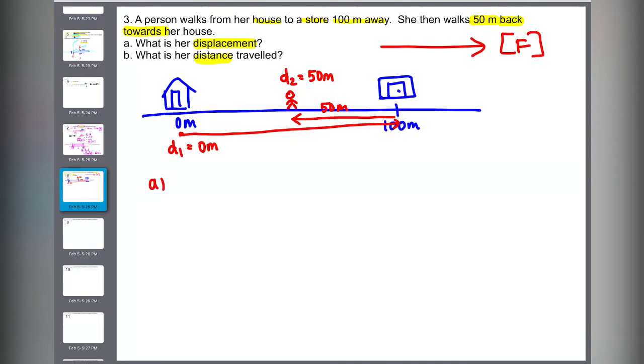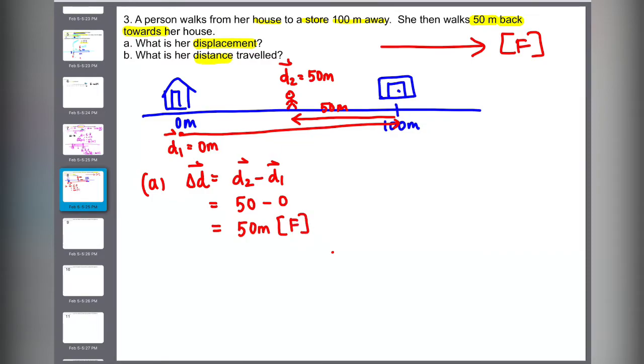Okay, so part A asks you for what is the displacement. Displacement is delta D with an arrow. The equation for displacement is D2 minus D1. Okay, D2, it's at 50, because see how with my pictures I clearly write out what they are before I do it. I didn't put the arrows on top of the position, so I would have lost half a mark. Make sure you put the arrows on top of it. D2 is at 50, D1 is at 0, so 50 minus 0, I get 50 meters, and the direction is forward. So these are the little things.